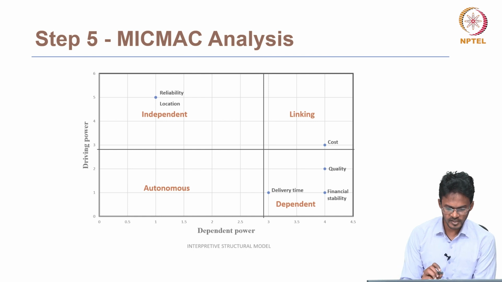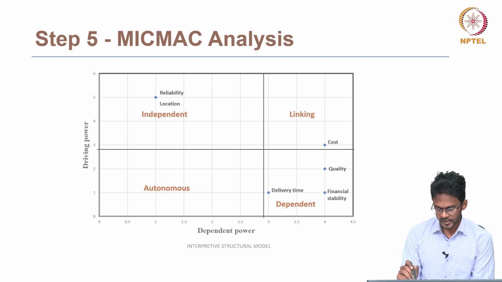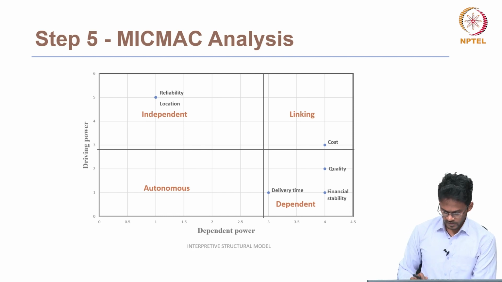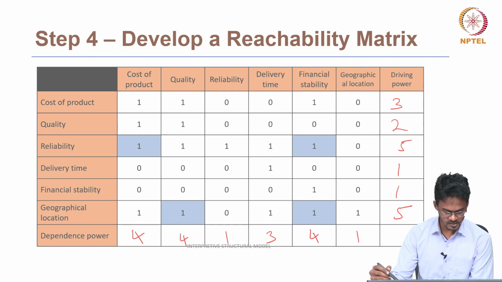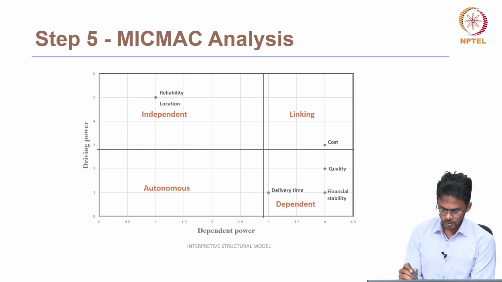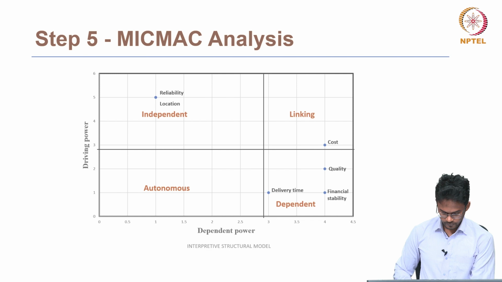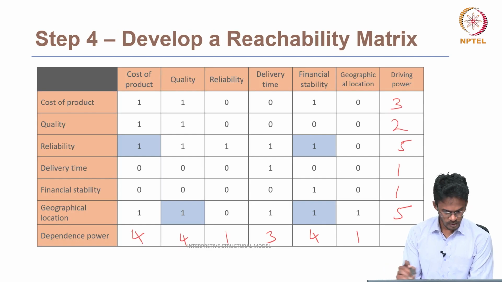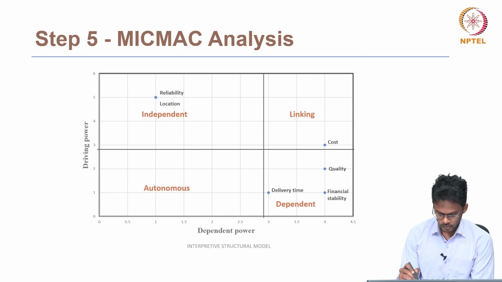So, after knowing the dependence power and driving power, we have to plot each factor. If we take cost, we have the driving power as 3 and dependence power as 4. So, we have to plot 4 comma 3. So, cost will be at 4 comma 3. For quality, the driving power will be 2 and the dependence power will be 4. So, we have to plot a point for quality at 4 comma 2.